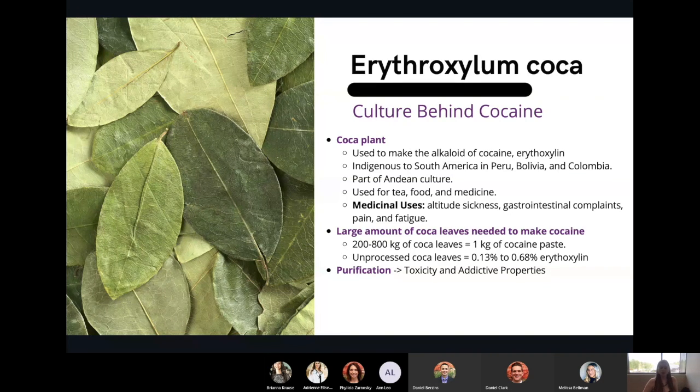A large amount of coca leaves are needed to make cocaine. About 200 to 800 kilograms of coca leaves are needed to make 1 kilogram of cocaine paste. And the cocaine content of unprocessed coca leaves is about 0.13% to 0.68% of erythroxylin. The chemical purification of the coca plant into cocaine increases its toxicity and addictive properties. As many of you already know, cocaine is related to many overdoses and cartel-related deaths.